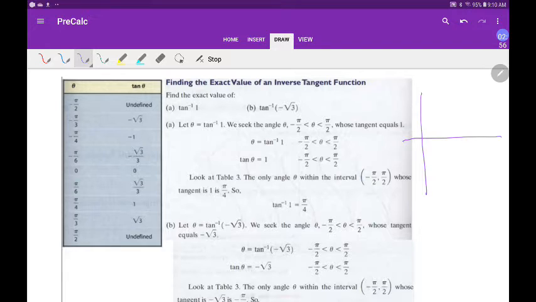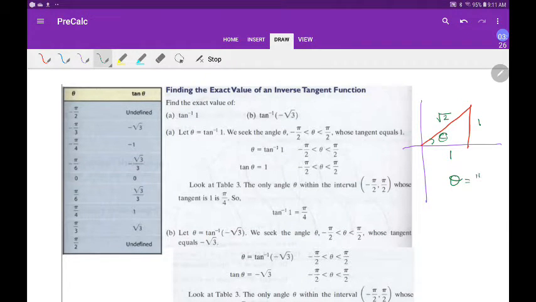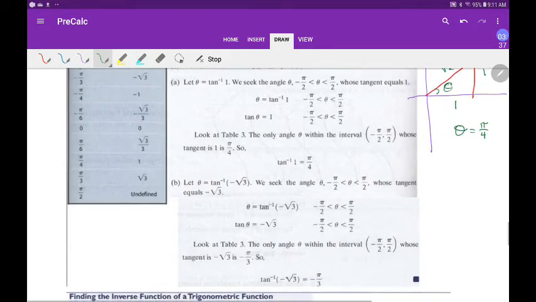So if they ask me to find the tangent equals 1, I would say, oh, I seem to remember a triangle a while back. Let's see, it looked like this, and it had 1 over 1. That's the tangent, right? So if this is my theta, then I'm pretty sure the hypotenuse is the square root of 2, and I know what that angle is. It's theta equals pi over 4, just because, well, it's 45 degrees, or pi over 4.